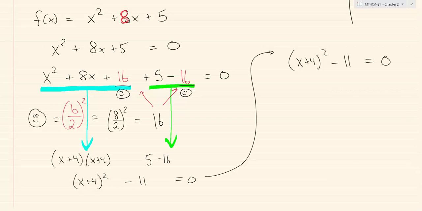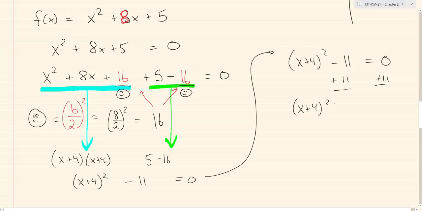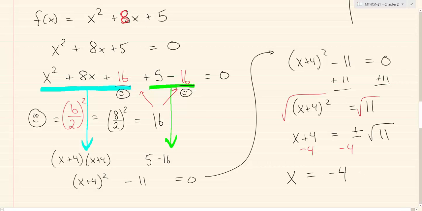Now we can solve this in 3 moves. What are you going to do? Add 11 to both sides. So we get x plus 4 squared equals 11. Square root both sides. So we'll get x plus 4 equals plus or minus the square root of 11. And then finally, minus 4, minus 4. So now you get x equals negative 4 plus or minus the square root of 11.